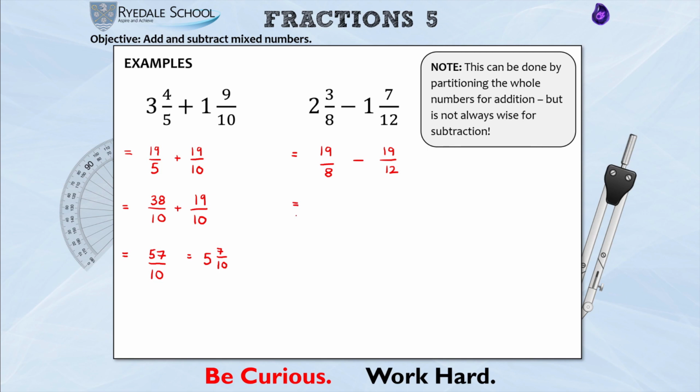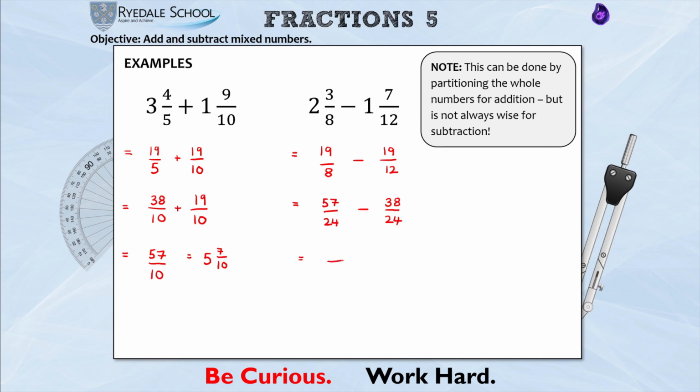Now, common denominator this time for 8 and 12. That sounds like 24. So this one has been multiplied top and bottom by 3. So that is 57. This numerator and denominator is multiplied by 2. So this one is 38.